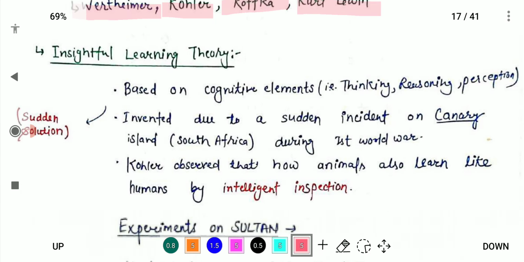Insight learning theory is based on cognitive elements like thinking, reasoning, perception. It was invented due to the sudden incidents on Canary Island during the First World War. Kohler observed that animals also learn like humans by intelligent inspection.